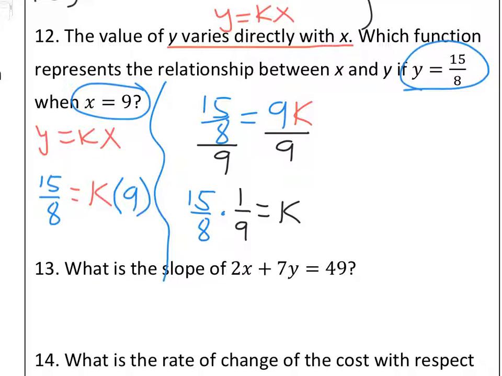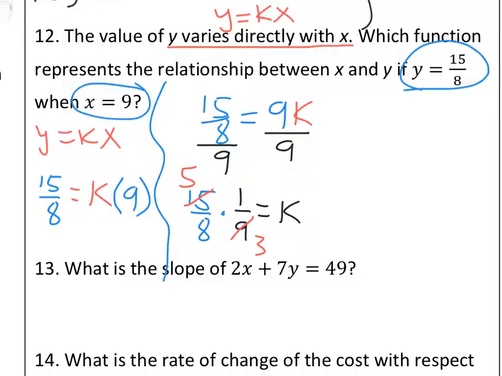All right, and we know this is equal to k. Okay, so 15 over 8 times 1 over 9. Well, in order to make this a little simpler, we can reduce a little bit. The 9 and the 15 have a number in common, that is 3. So if we divide both numbers by 3, the bottom will be 3 on the 1 over 9, and the top will be 5 on the 15 over 8.